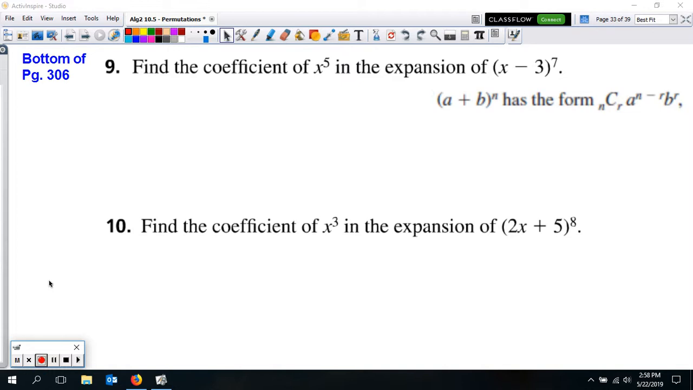So this one you want to find the coefficient of x to the 5th in the expansion of x minus 3 to the 7th. So it doesn't necessarily say find this term like that last example did. That's one example sometimes we might use. This one wants to know what the coefficient is going to be in front of the x to the 5th term. So here's where we can just figure out what that term's going to be.